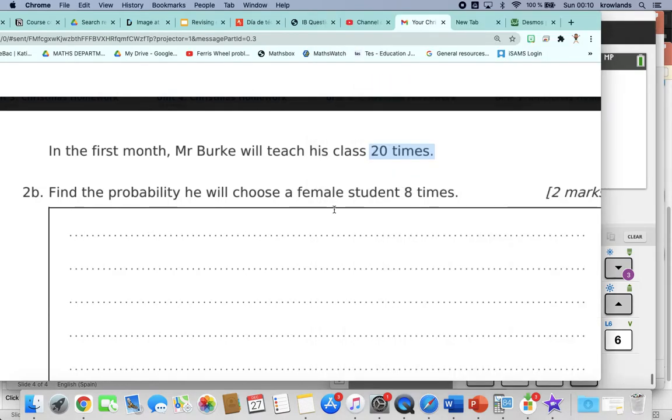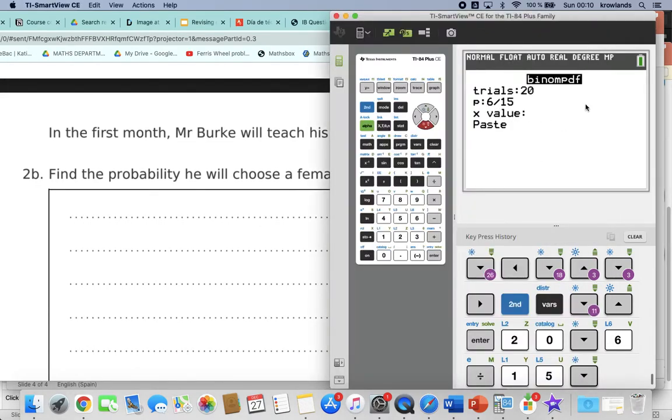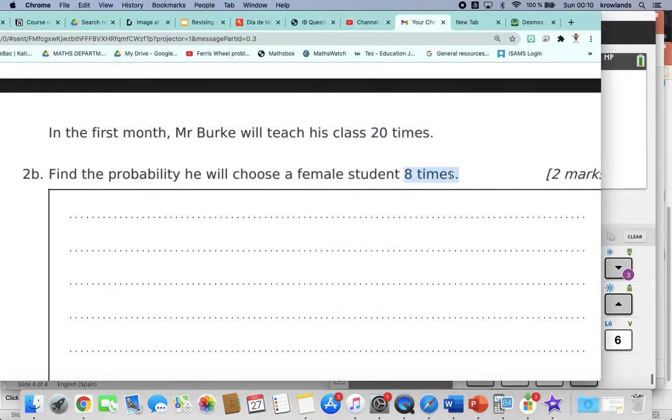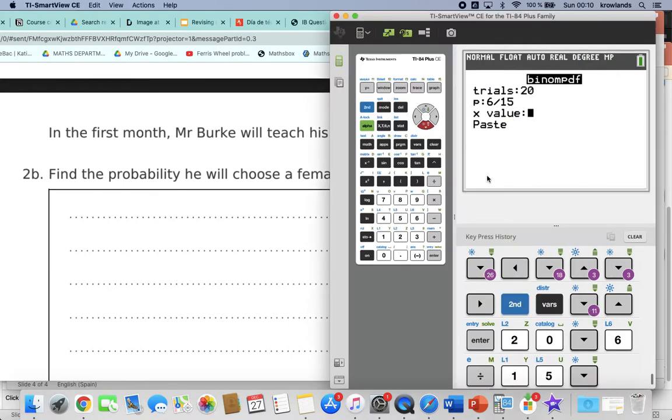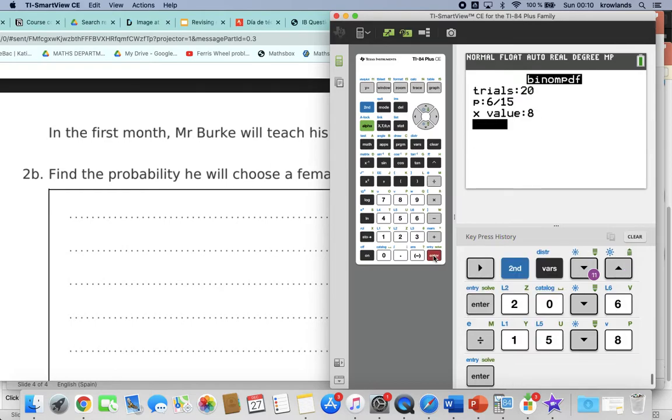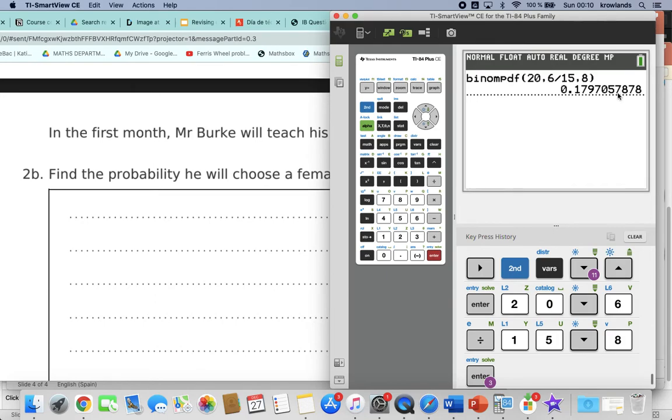The x value is how many times we want that probability to occur. So we want it to occur 8 times. We're just substituting the numbers into this menu. And actually, the hardest thing about it was finding where the binomial was. That's the only difficult thing about this question. Press enter. Fantastic. We get 0.179705. Because this is such an exact number, it's not going to have a massively high probability.